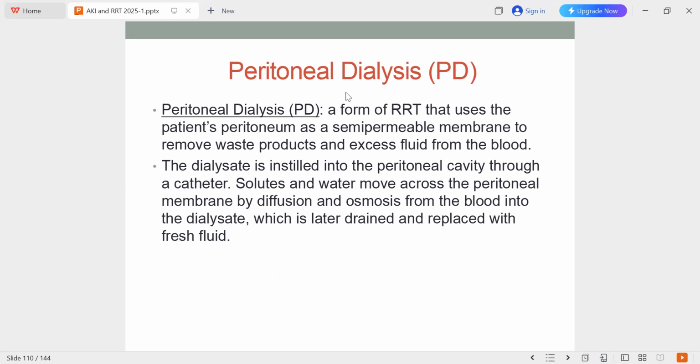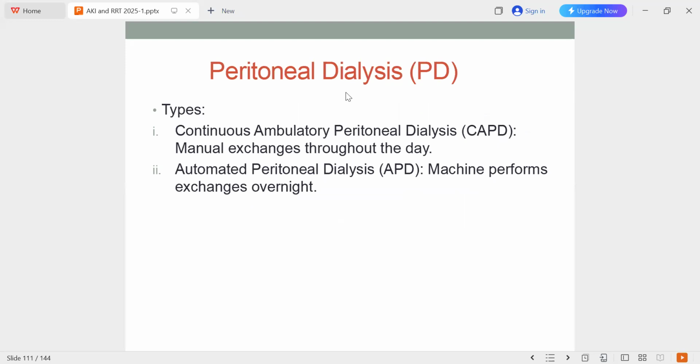Okay, so the other one is peritoneal dialysis, usually performed in low resource settings and in pediatric patients. Peritoneal dialysis is a form of renal replacement therapy that makes use of the patient's peritoneum as its semipermeable membrane to remove waste products and excess fluid from the body. The dialysate is instilled into the peritoneal cavity through a catheter, and solutes and water move across the peritoneal membrane by diffusion and osmosis from the patient's blood into the dialysate, which is later drained and replaced with fresh fluid.